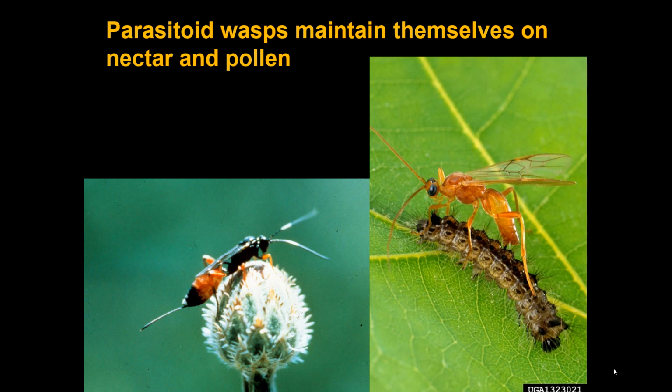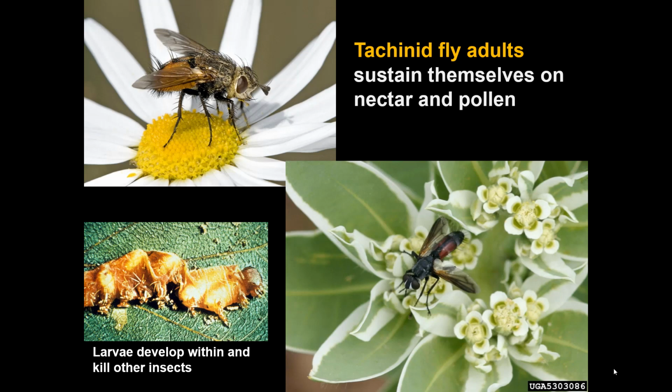There's lots of these wasps that develop on different kinds of insects, and they lay their eggs in or on that insect, and their young develop in it, and the adults are switching off to nectar and pollen. And ditto with the tachinid flies, that other group of natural enemies we talked about in Master Gardener. The adult flies sustain themselves primarily on nectar, sometimes pollen.